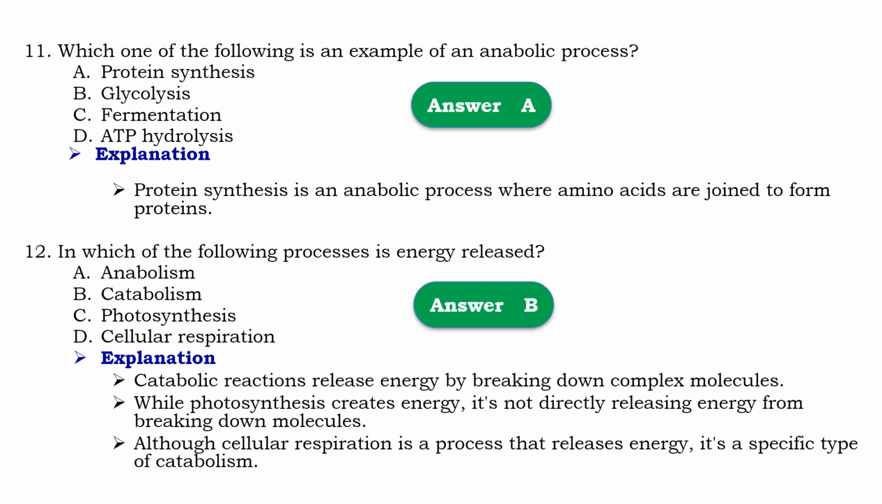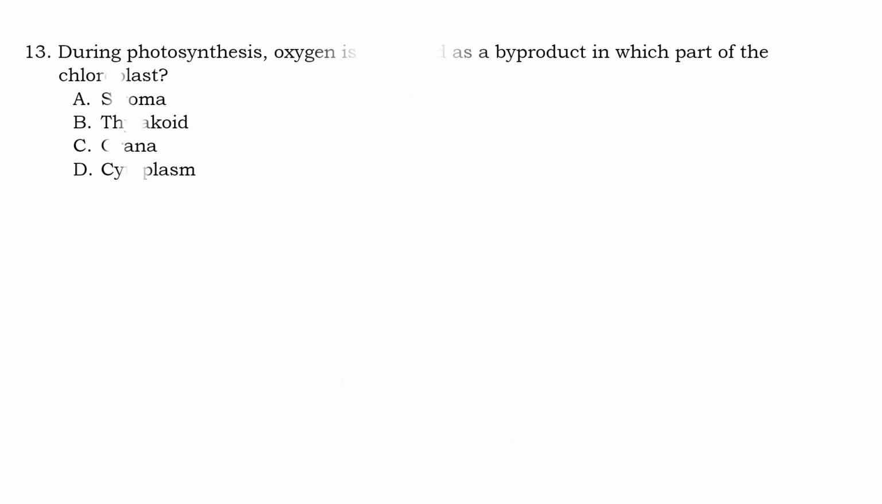So the answer is catabolism, because catabolism includes cellular respiration, while photosynthesis does not directly release energy. So that should be catabolism. Question number 13: during photosynthesis, oxygen is produced as a byproduct in which part of the chloroplast?